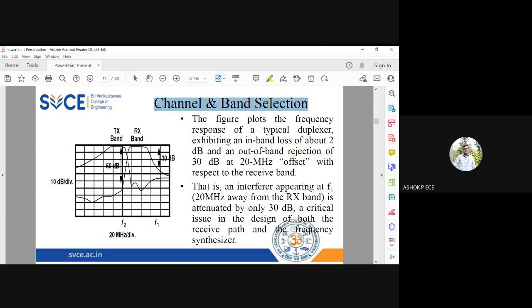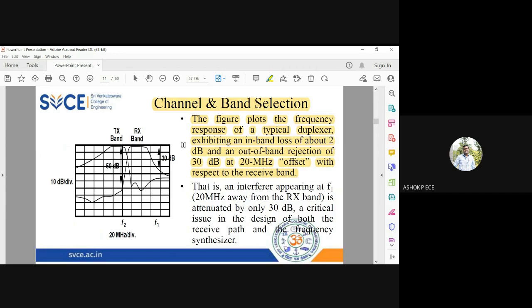So a typical duplexer. A duplexer is a device which is going to have two sets of frequency. In the transmission band, I'm going to have this response, and in the receiver band, I'm going to have this response. So transmitter and receiver are very closely overlapping, and the loss is going to be just 2 dB, and out of band rejection 30 dB.